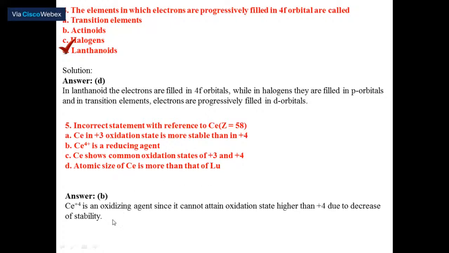Here you can see the answer is B. Why is it B? Because when it is in +4, it behaves as an oxidizing agent, since it cannot attain an oxidation state higher than +4, due to decrease in stability at higher oxidation states. So it is not going to show stability. Hence, it acts as an oxidizing agent at +4, and it does not behave as a reducing agent.